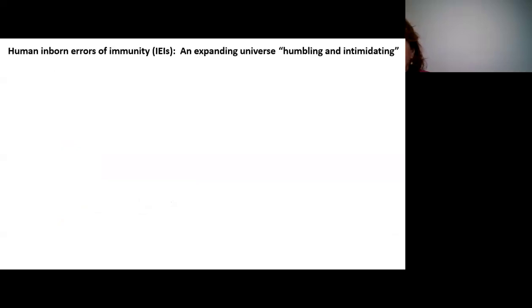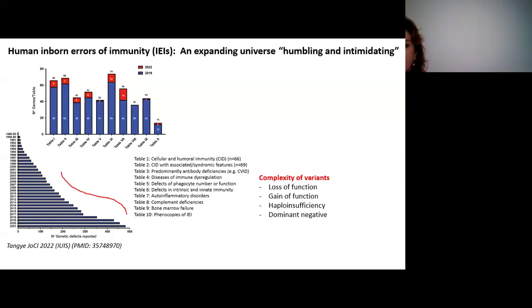When we look at the IEI as a universe, it's pretty humbling and intimidating because we all know that the number of genetic defects is increasing. Of the 10 tables that have been defined by the IUIS, we find several different genes. And not only do we find these genes, but depending on whether the gene has a loss of function, gain of function, haploinsufficiency, or dominant negative effect, there will be different clinical phenotypes.